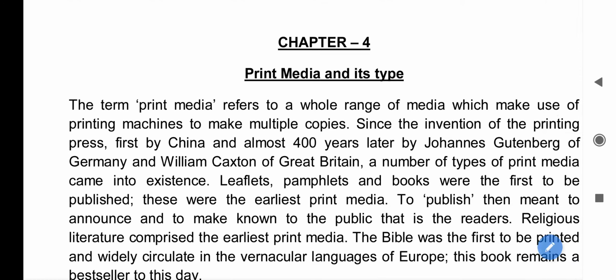Welcome back, students. In today's class, we are going to discuss print media and its types. It is chapter 4 from our unit 2, that is, evolution of media.